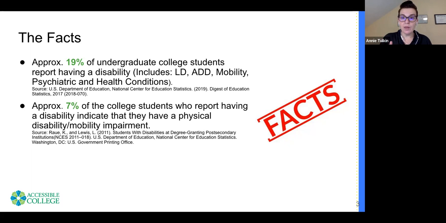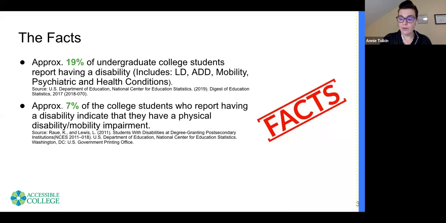So we can assume that the number of students with disabilities on college campuses is much higher, just like in the regular world, where people with disabilities are the largest minority group in the United States, and we know that 1 in 4 people have a disability. The other interesting fact that we have here is that approximately 7% of college students who report having a disability indicate that they have a physical disability or a mobility impairment. And this is an interesting number too, because it shows us that students with physical disabilities are a much smaller portion of the overall population of people with disabilities, but they're on college campuses.